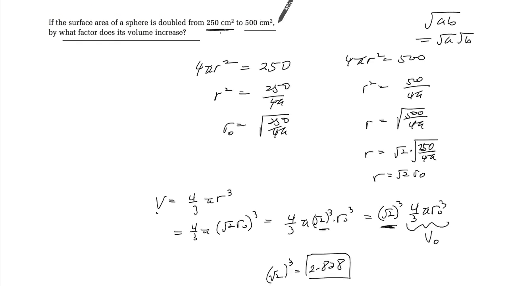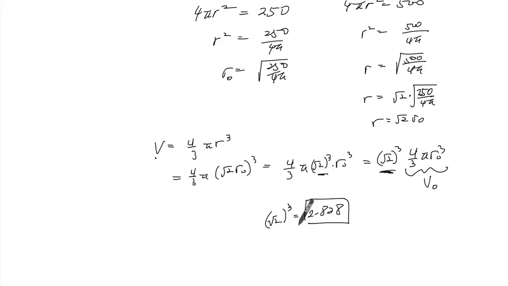Okay, so when the surface area is doubled, the volume is more than doubled. That's the conclusion here. It's doubled almost 3 times. Okay, but more precisely, it's multiplied by the cube of the square root of 2.